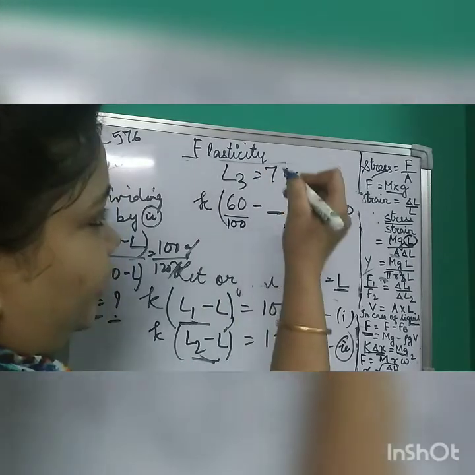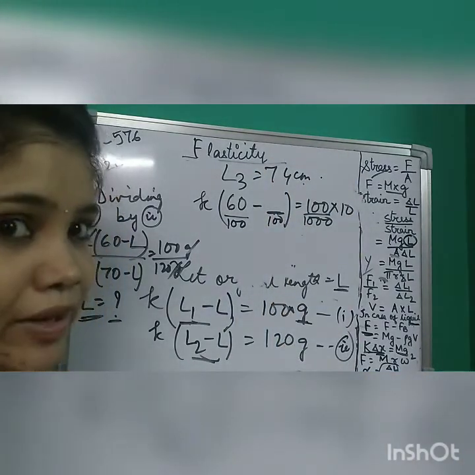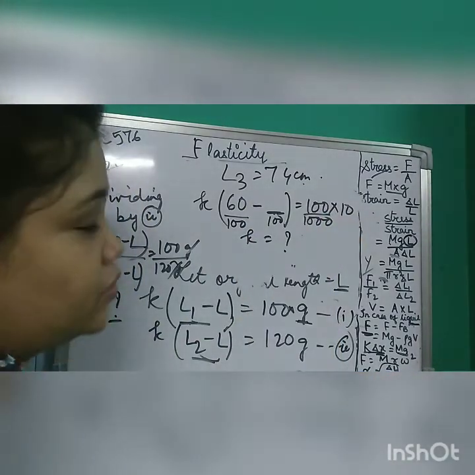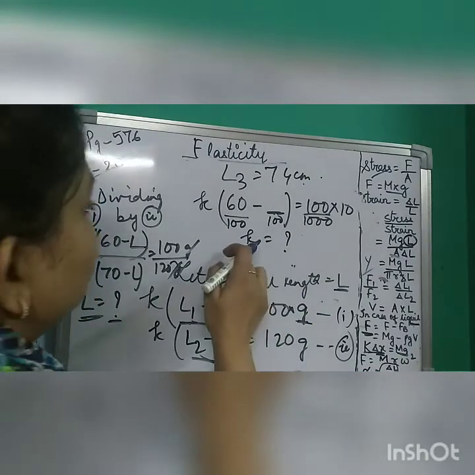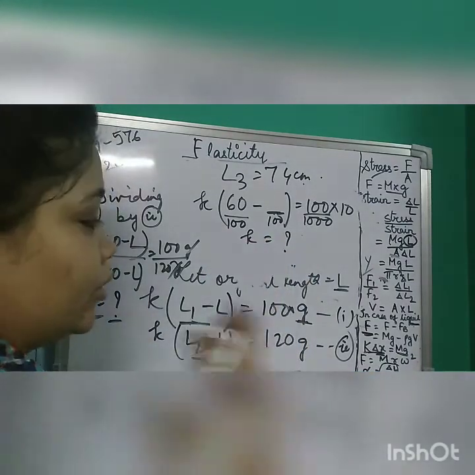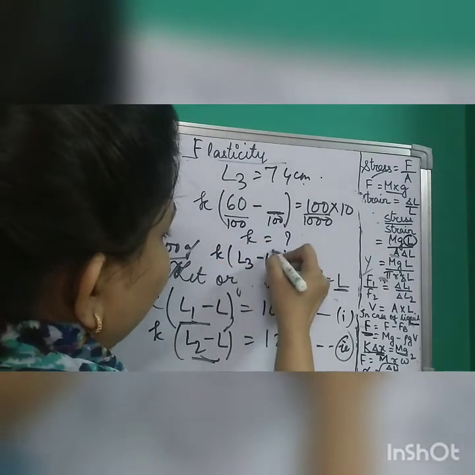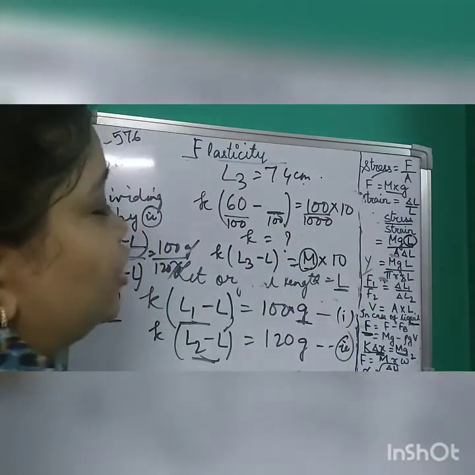Take this as 100. So L3 and L also, whatever you get, divide by 100. Here you will get the value of K. Please convert the units. After finding the value of K, you know K, you know L, and you can easily put it in the formula K into L3 minus L is equal to M into 10. So you have to find out M.